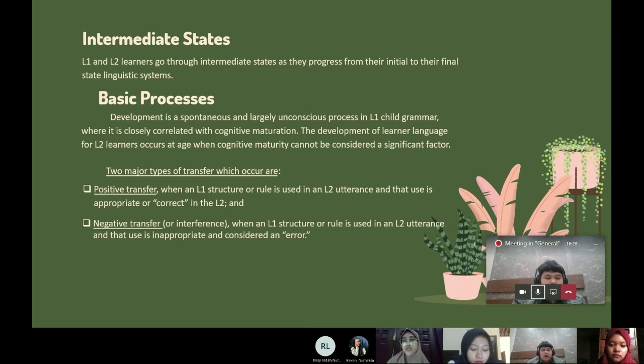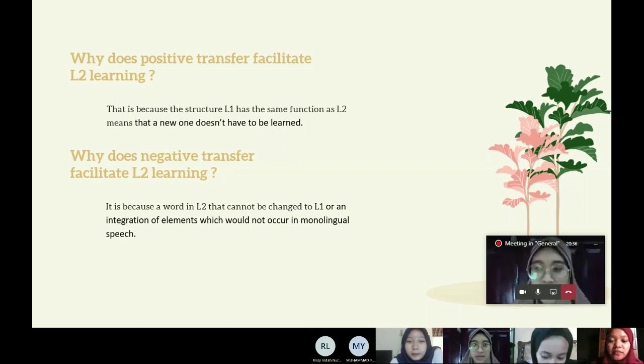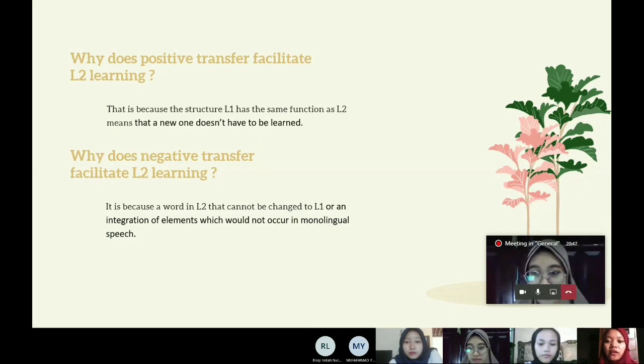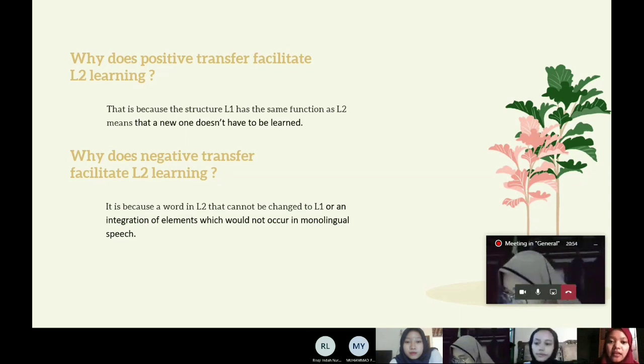Cross-language influence or transfer may be positive or negative. Two major types of transfer which occur are the first, positive transfer, and the second, negative transfer. Next. Why does positive transfer facilitate L2 learning? It is because the structure in L1 has the same function as in L2, which means that a new one doesn't have to be learned if the words have the same spelling and meaning. For example, exterior and outside is a word in both Spanish and English.